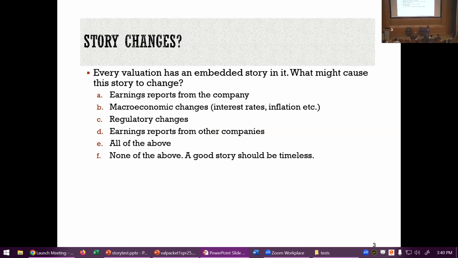Especially for a subset of companies that are very, very dependent on regulation, a change in the regulation can affect your value. Could an earnings report from another company affect your value? When Lyft reports earnings, could Uber's story be affected? Yeah, because they're related in the same business. If something is affecting one company, it can spill over to another company.